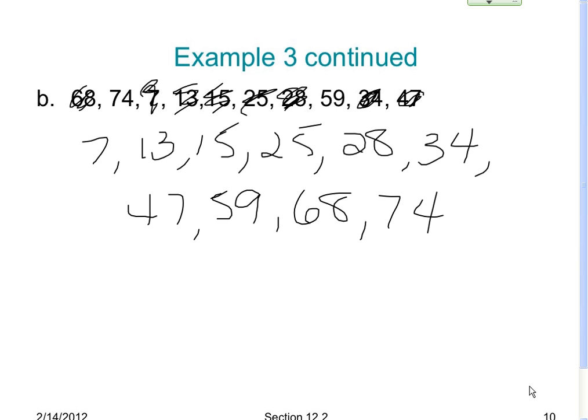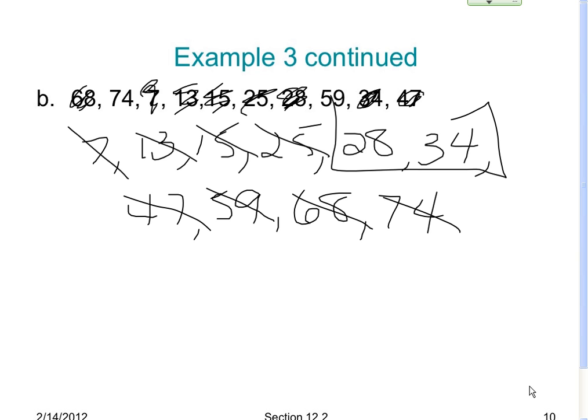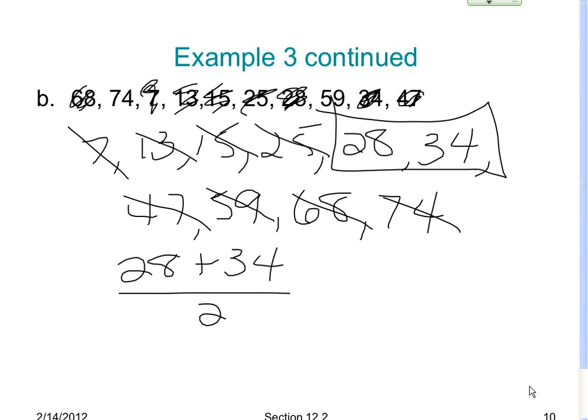You have 10 numbers, which is an even number of numbers. So you've got to find the two middle numbers. So 7 and 74, 13 and 68, and 25 and 47. The two middle numbers are going to be 28 and 34. So to find the actual middle number, the median, you're going to add them up and divide by 2. So we have 62 divided by 2 gives you a median of 31.